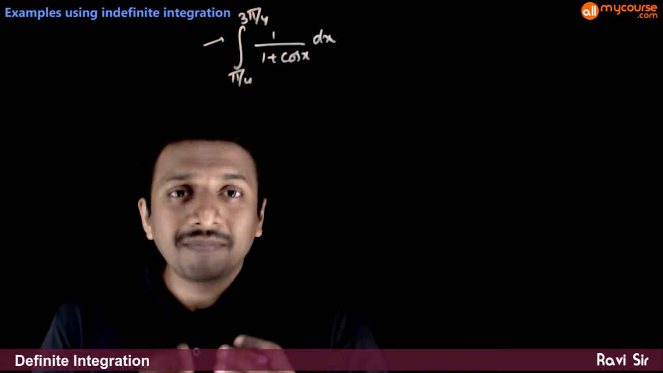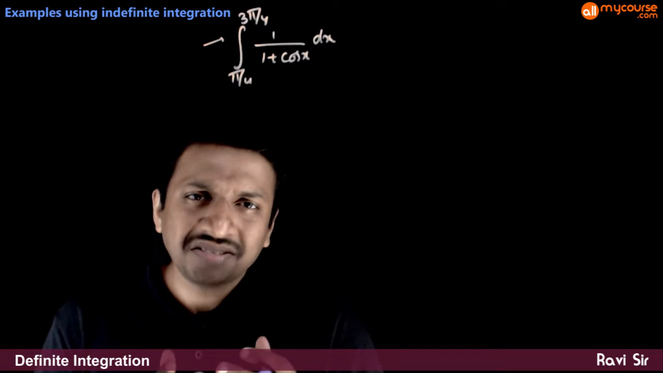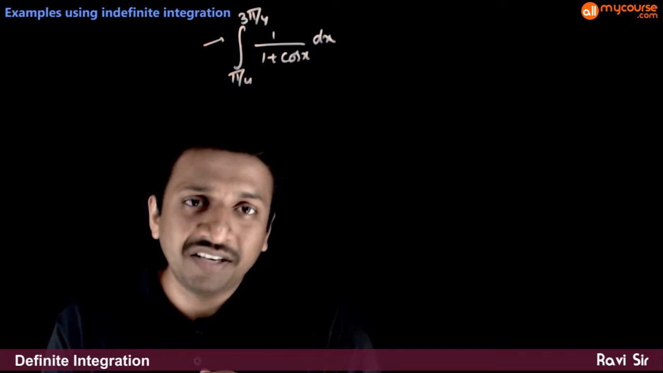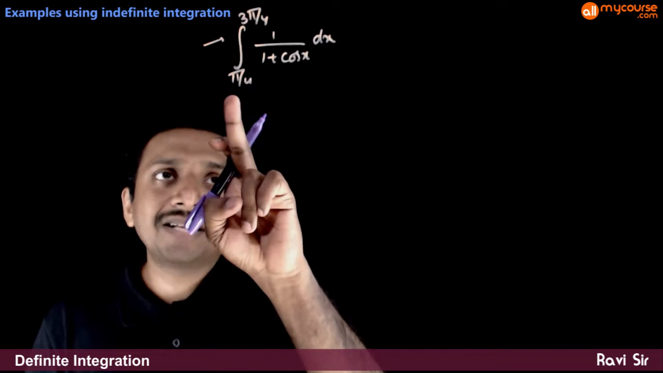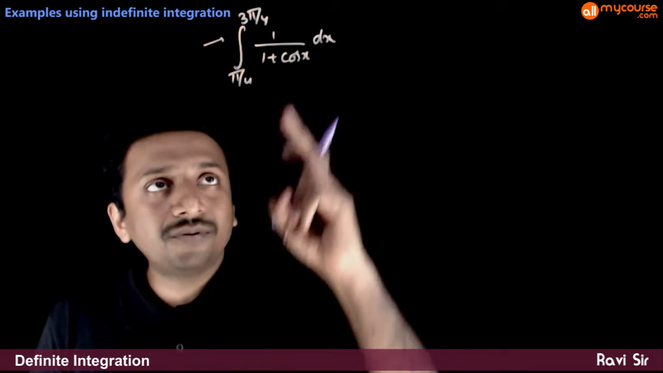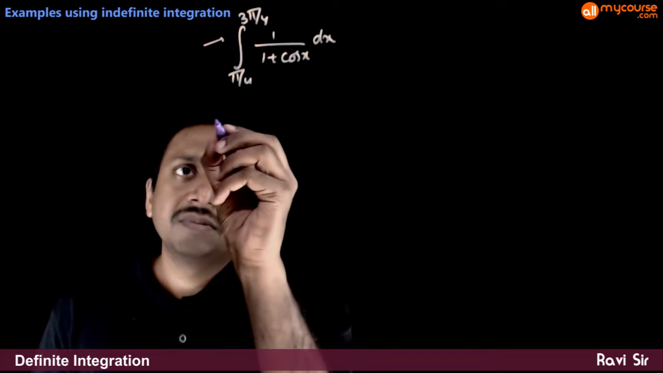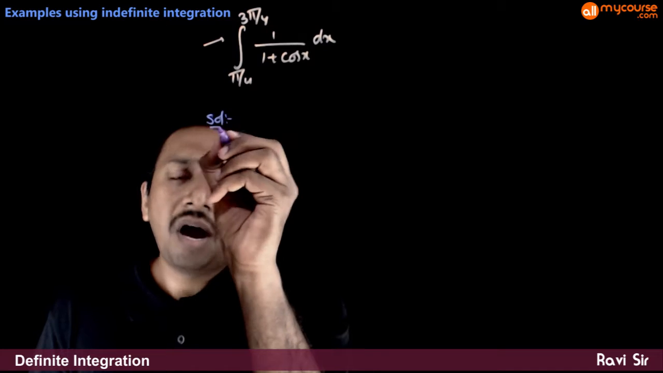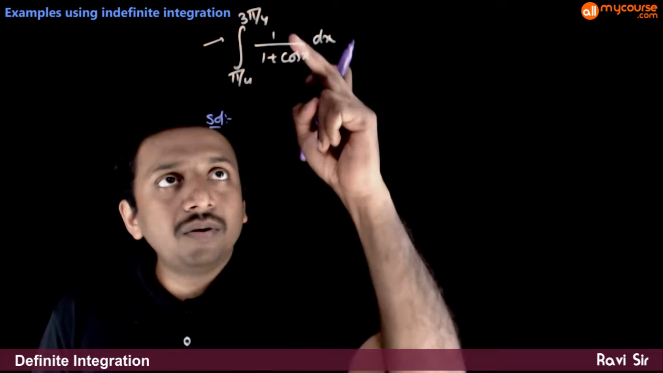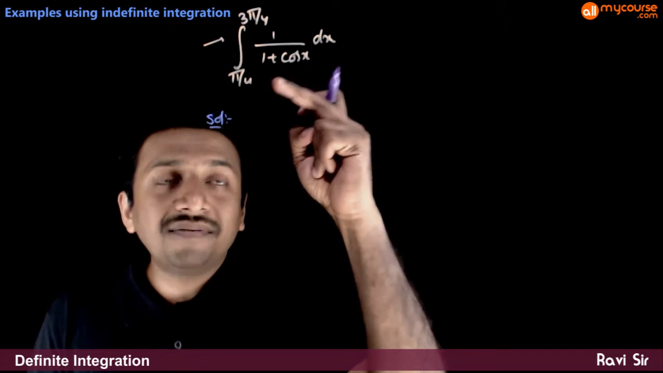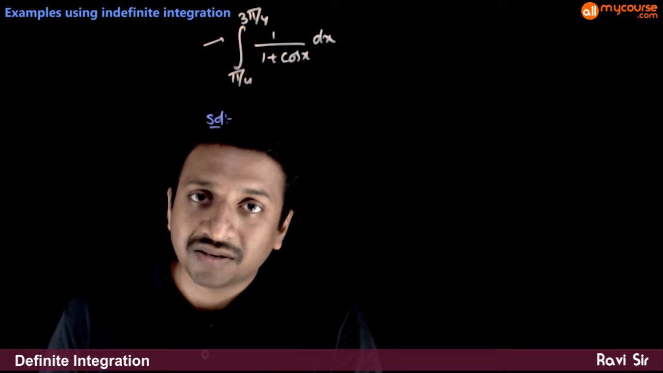The first and basic method of definite integration is by using indefinite integration. For example, if you are asked to find the integral from pi by 4 to 3 pi by 4 of 1 by 1 plus cos x dx, how do we do this integration? We know that we can do the indefinite integration of 1 by 1 plus cos x.